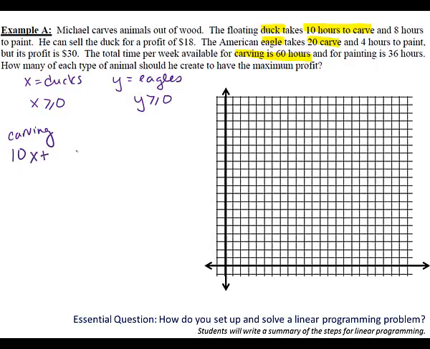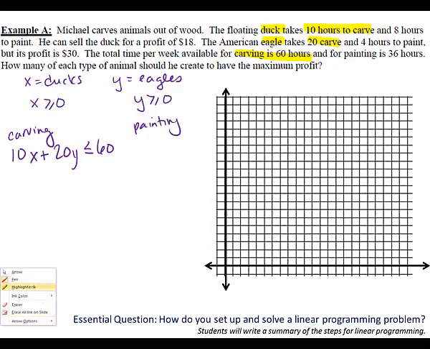X, plus 20 hours to carve the what? The Y, the eagles. And that has to be less than or equal to how many total hours? 60. 60, good. Now we're going to write an equation for painting. So this is going to be my painting equation.